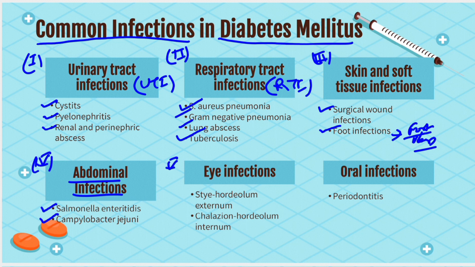The fifth common infection is eye infections, which cause development of stye, also known as hordeolum externum, and chalazion, also known as hordeolum internum. And the sixth common infection in diabetes is oral infections, which cause periodontitis. If you want to know further about oral infections, common oral infection, periodontal diseases in diabetes, for that you can follow this I button.